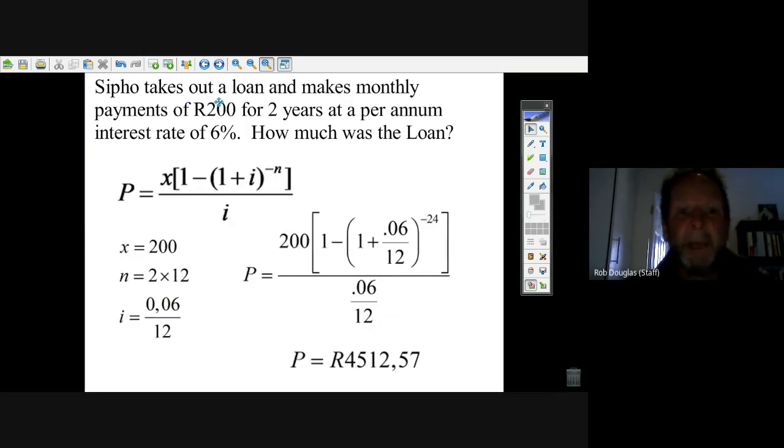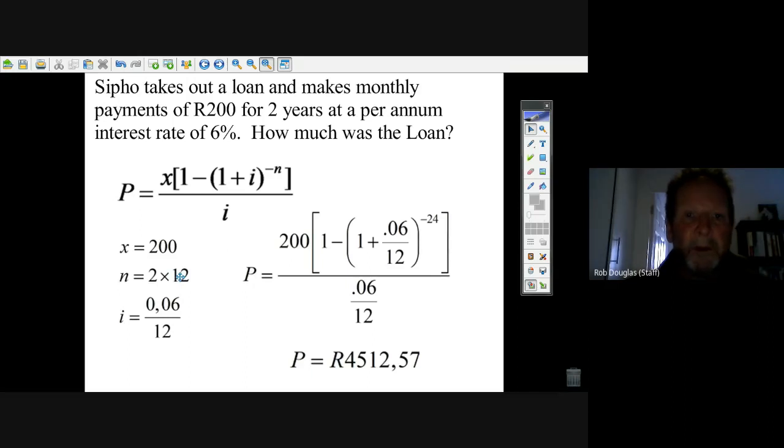Say Sipo takes out a loan and he makes monthly payments of 200 Rand for 2 years at a per annum interest rate of 6%. Well, how much was the loan that he took out that he could afford if he was making 200 Rand payments at that interest rate? Well, it's so easy. x is 200. x is the payment you make. So you put 200 in there.